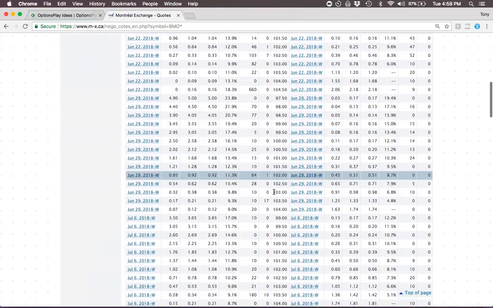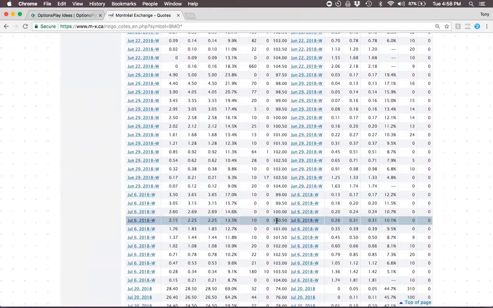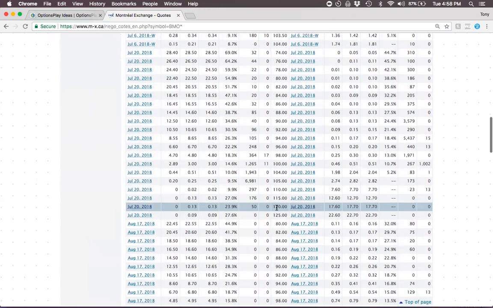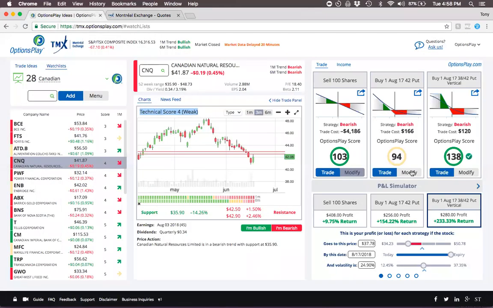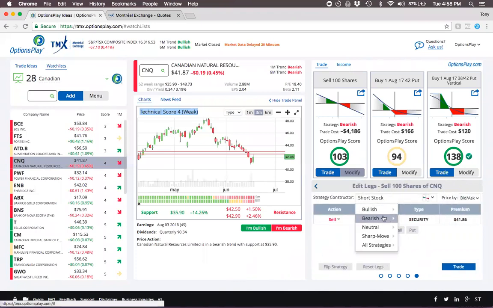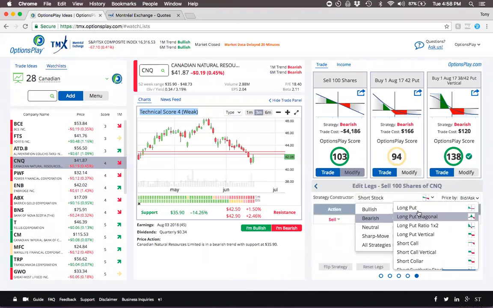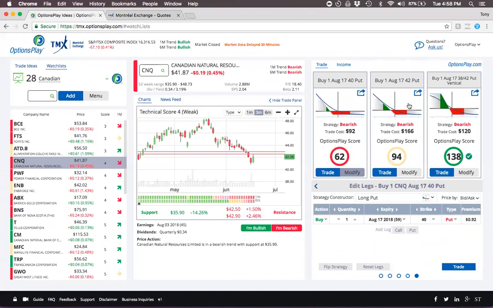Or if you're trying to decide, should I buy the July strike or the August strike? It's really difficult for you to compare these two side by side when you're looking at the chain. On OptionsPlay, you can change any of these. You can click on Modify. You can use our strategy constructor to say, well, let me look at a different put. Instead of looking at the August 17th 42 put, what if I looked at the August 17th 40 put?